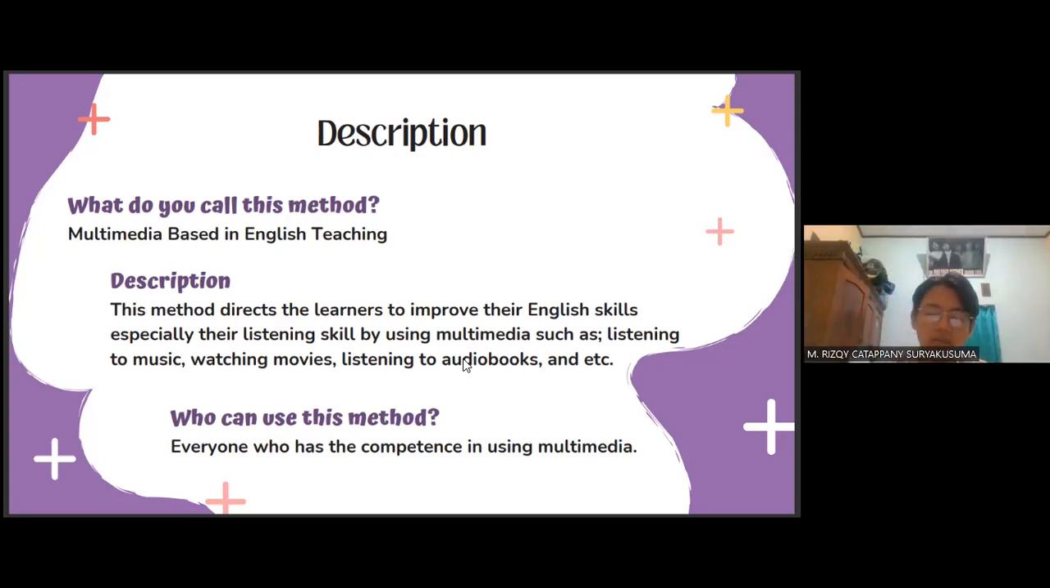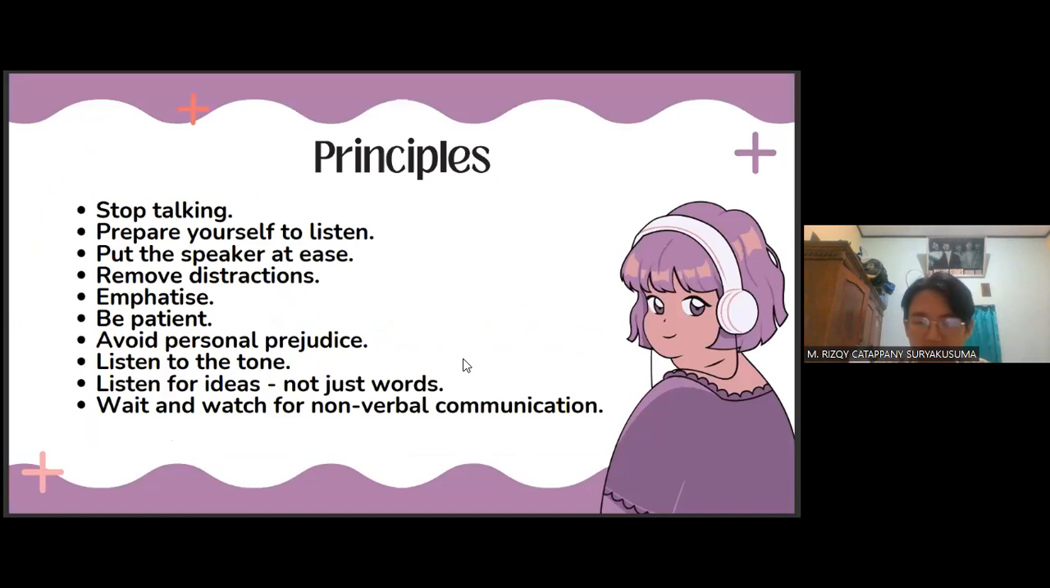Okay, thank you, Farrell, for your great explanation about the description of the listening method. And now let's move on to the next material. It is about principles and procedures, which is going to be explained by myself. So here in the slide, you can see there are a lot of principles. I'm going to explain them one by one.